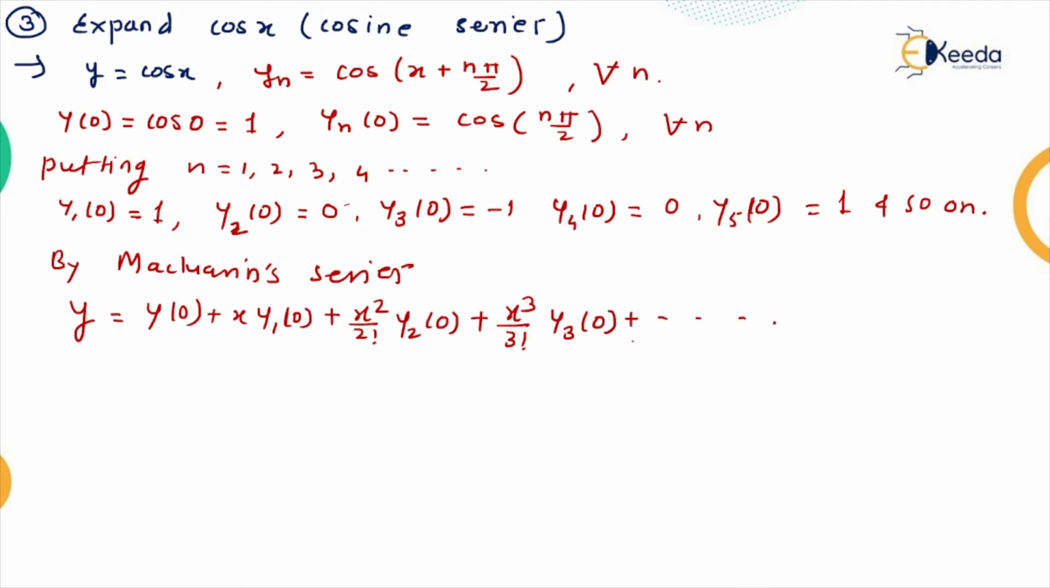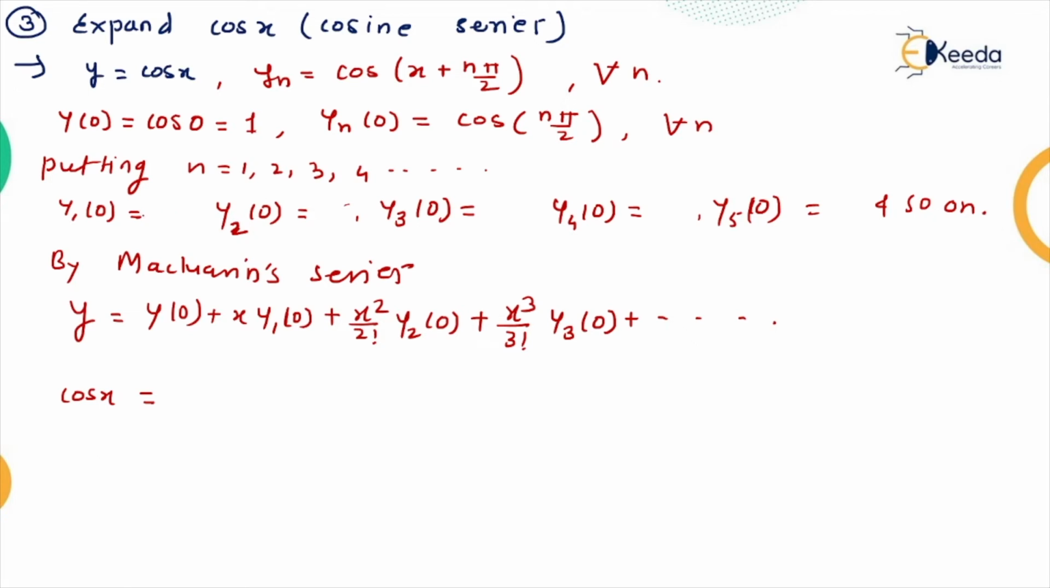Substitute this value in this Maclaurin series. Here y means cos x, and y of 0 means cos 0. So I am writing here the first term, y1 of 0. Let's see, guys. This is y of 0. I am checking these values again because some minor mistakes can be there.